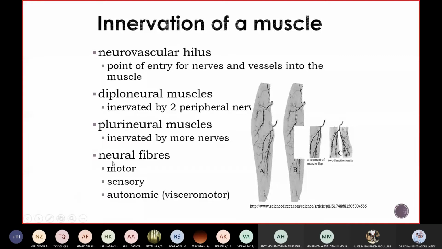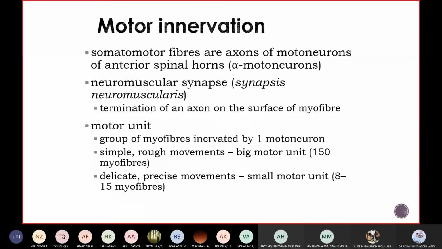However, for motor, for example, your biceps and all your skeletal muscles that you control for movement, that is your motor innervation. And sensory innervation is your sensory. So if you feel hot, cold, pain and so on, they are innervated by sensory fibers. Motor innervation is by alpha motor neurons. They are from the anterior spinal horn.